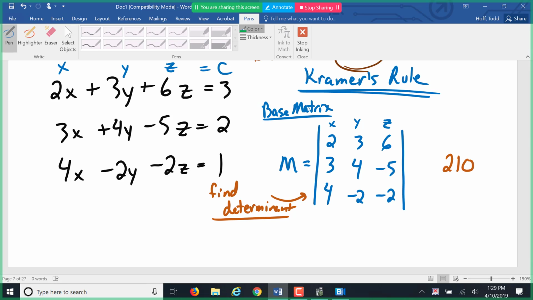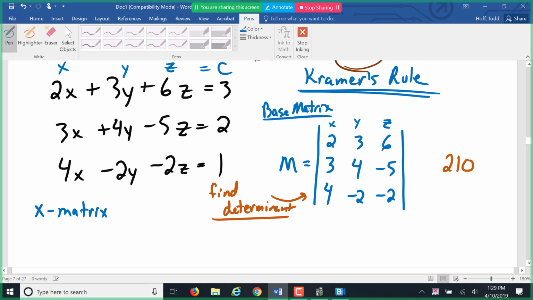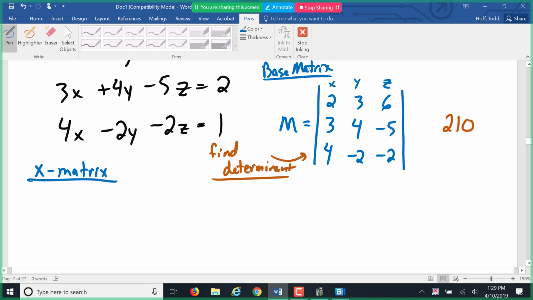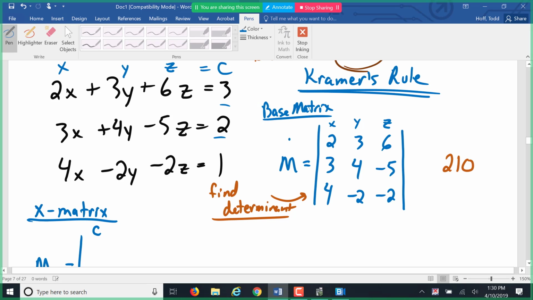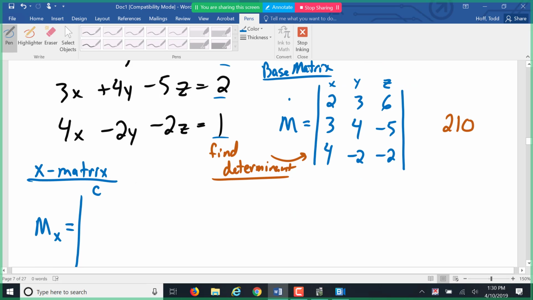Cramer defines something called the X matrix, abbreviated with a capital M with a subscript X by it. It's named the X matrix because the X variables, the X coefficients, are replaced. They're gone. They're not in this matrix. Where the X coefficients would have been, like they were up here, we're going to put in the constants. So that's going to be 3, 2, 1 in that first column.